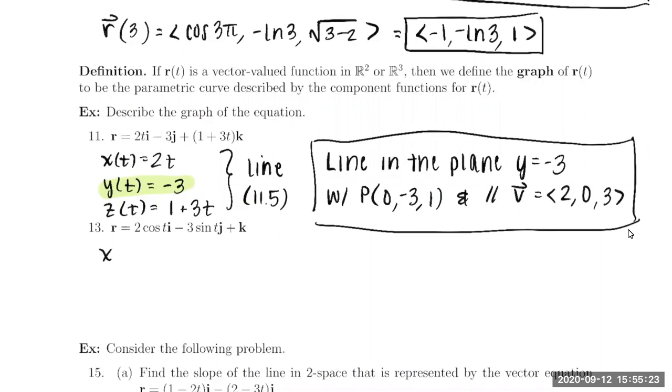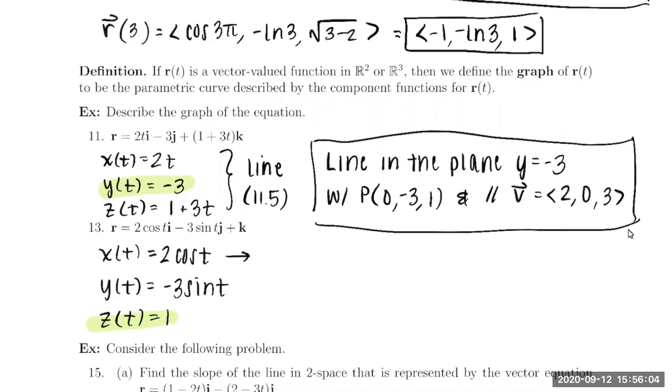Our component functions here are x of t equals 2 cosine t, y of t is -3 sine of t, and z of t equals 1. All right, so what we have here is, yet again, a constant z value. That means that whatever this graph is lies in the plane z equals 1. Now this one isn't quite as obvious because we have sines and cosines here. So what I am going to do is solve for sine and cosine.